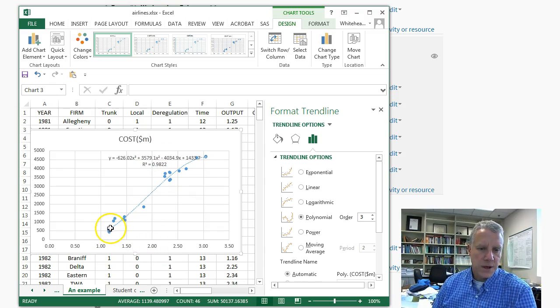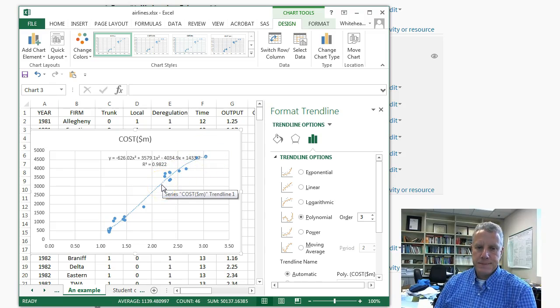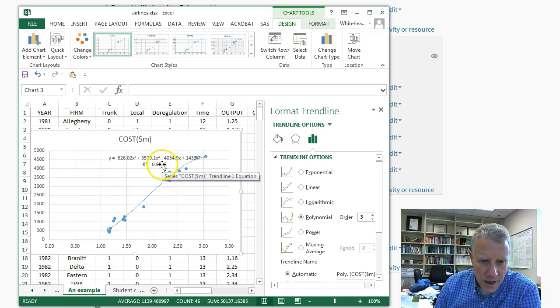So here it goes from being slightly convex to concave. It's shaped like a total product curve, where the total cost curve should be shaped like the inverse of the total product curve. And our signs are opposite of what you'd expect. You'd want the linear term to have a positive sign, the squared term to have a negative sign, and the cube term to have a positive sign.